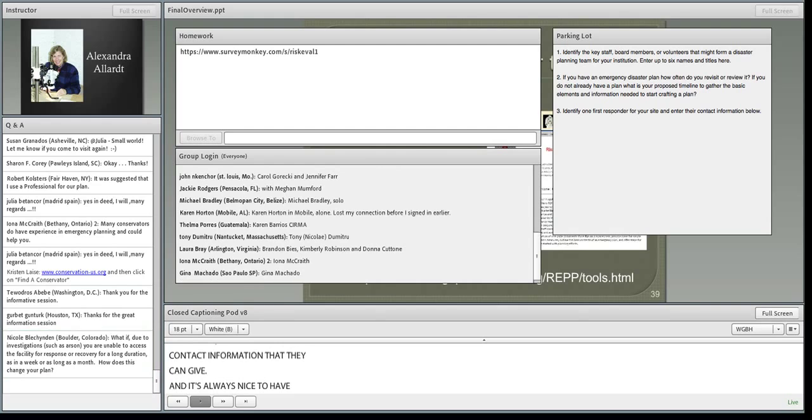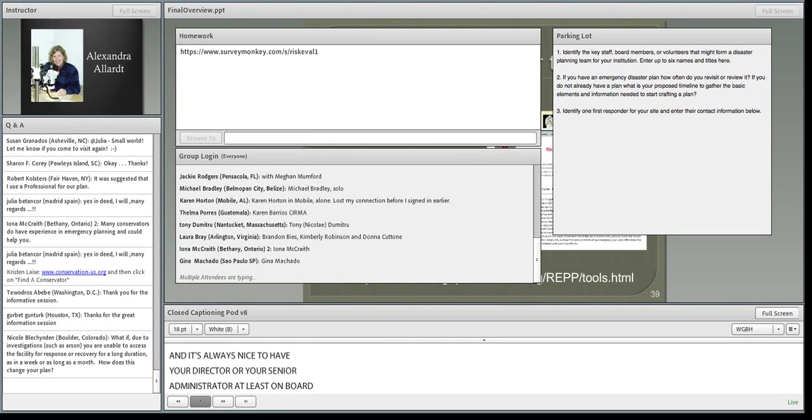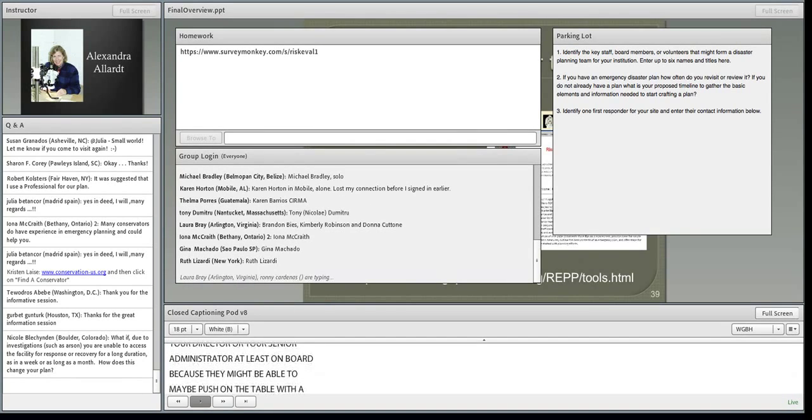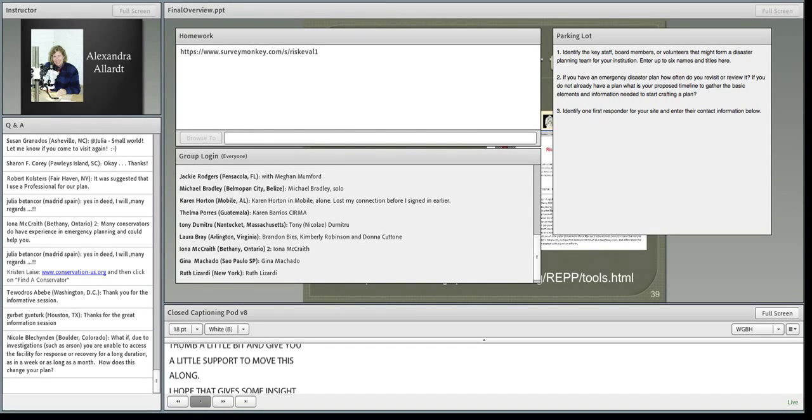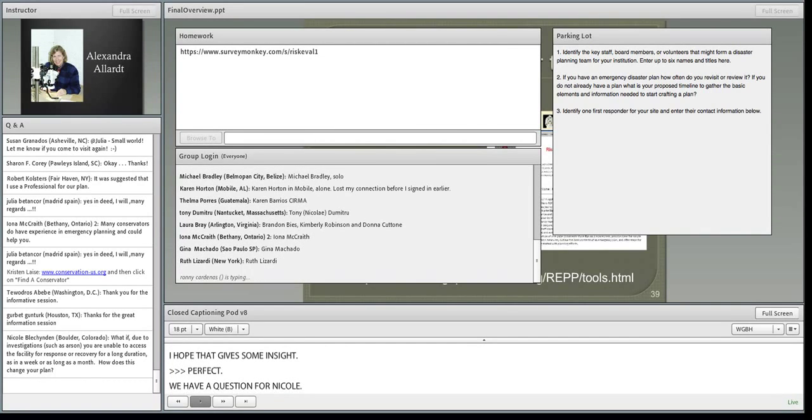Yeah, perfect. We do have a question from Nicole. She says, what if, due to investigations such as an arson, you're unable to access your facility for response and recovery for a long duration, as in a week or a month? How does this change your plan? How would it affect your planning? Well, it gives you a lot more time to plan, that's for sure.